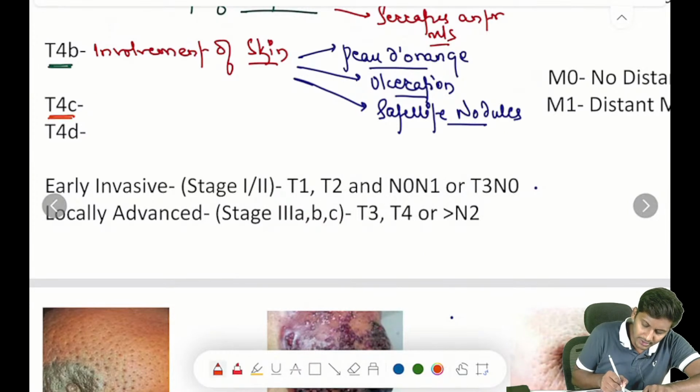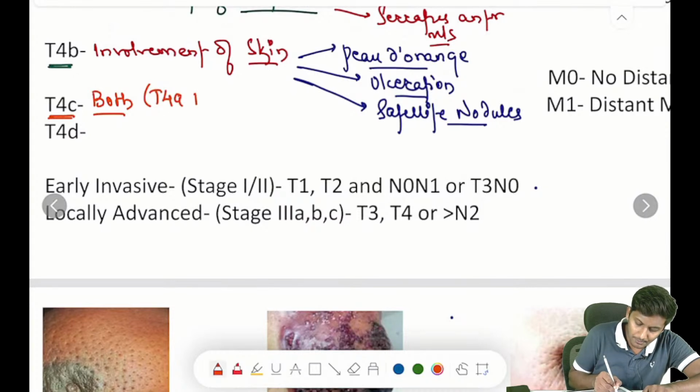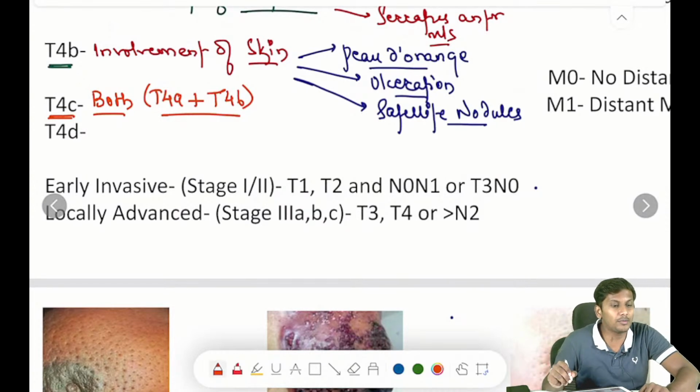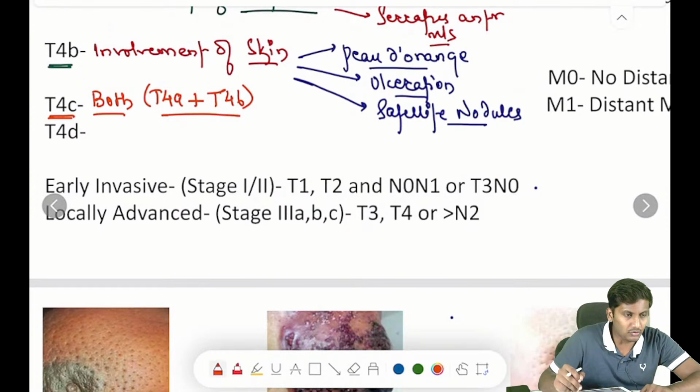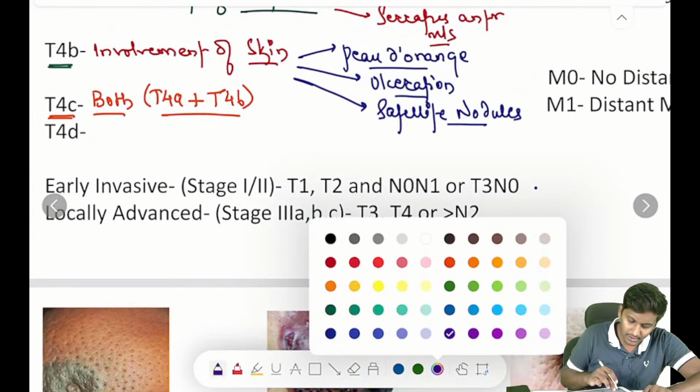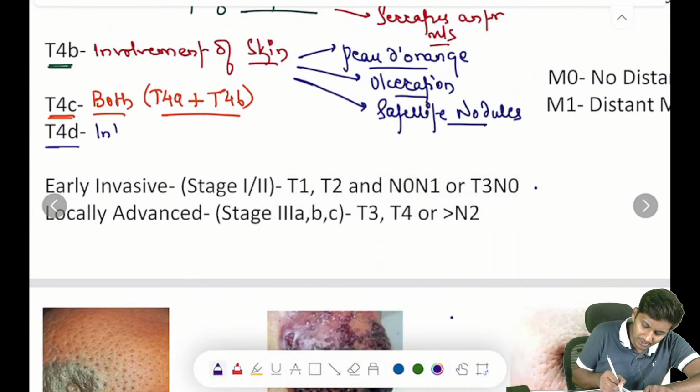What is T4C? It is both. T4C is nothing else but T4A, that is involvement of the chest wall, plus T4B, that is involvement of the skin. So if chest wall and skin both are involved, definitely that is what is called T4C, both. Okay, and lastly, what is T4D? T4D is known as inflammatory breast cancer.